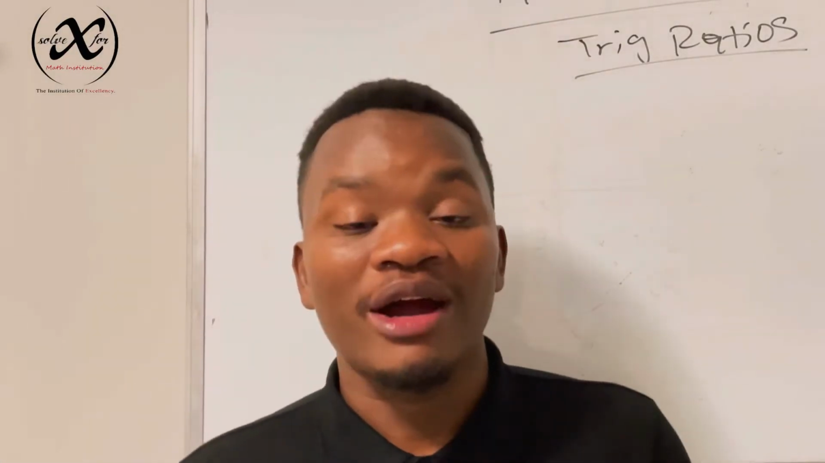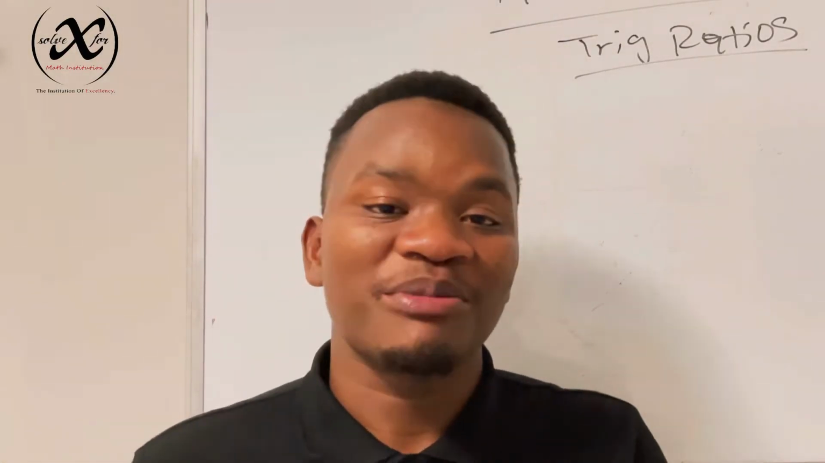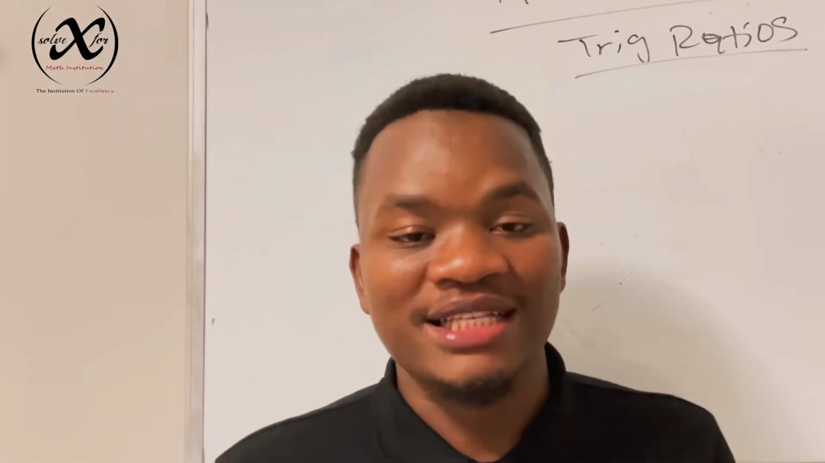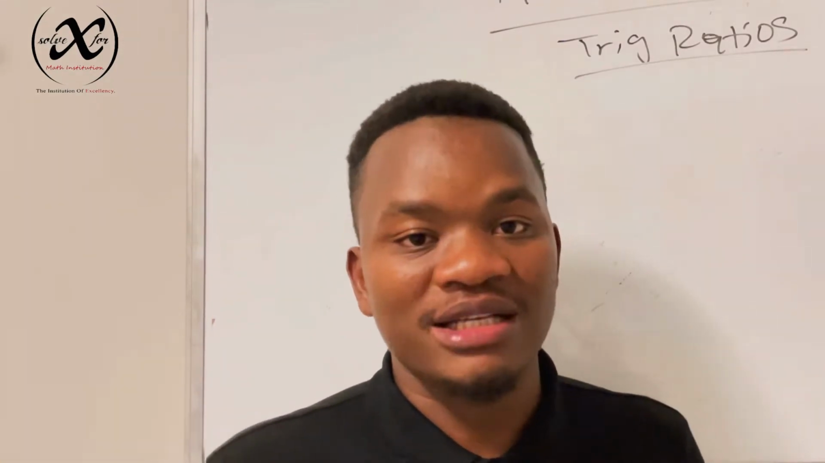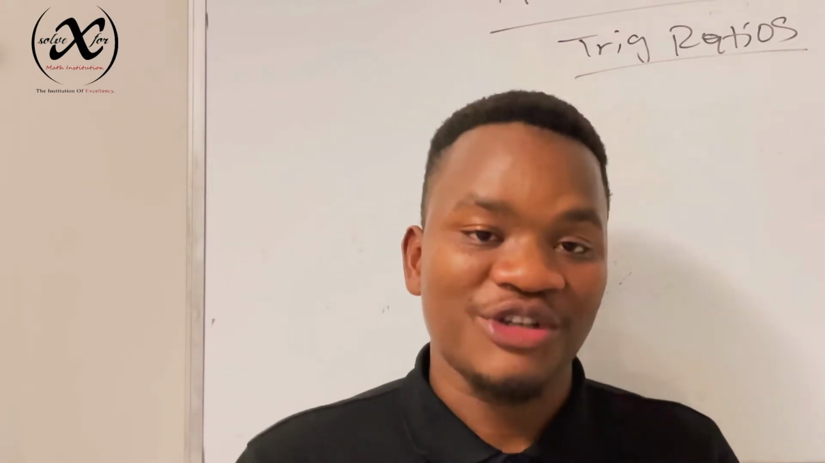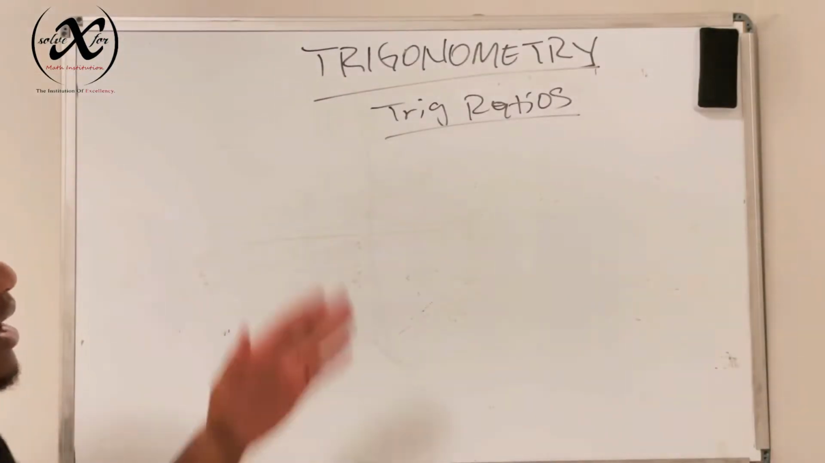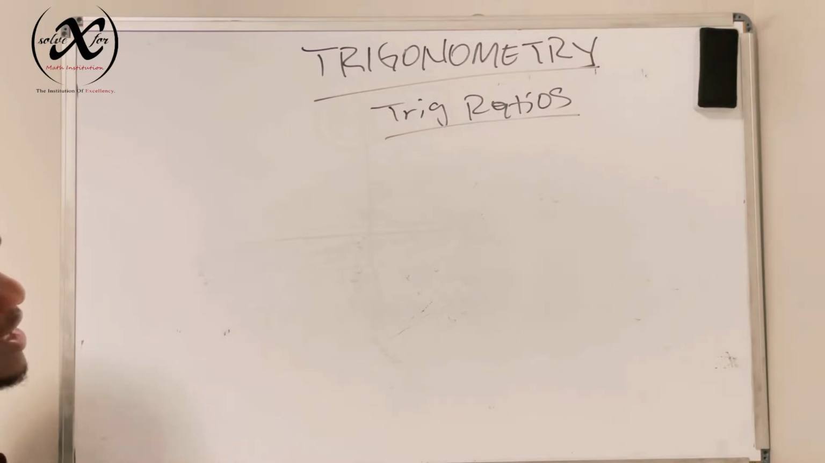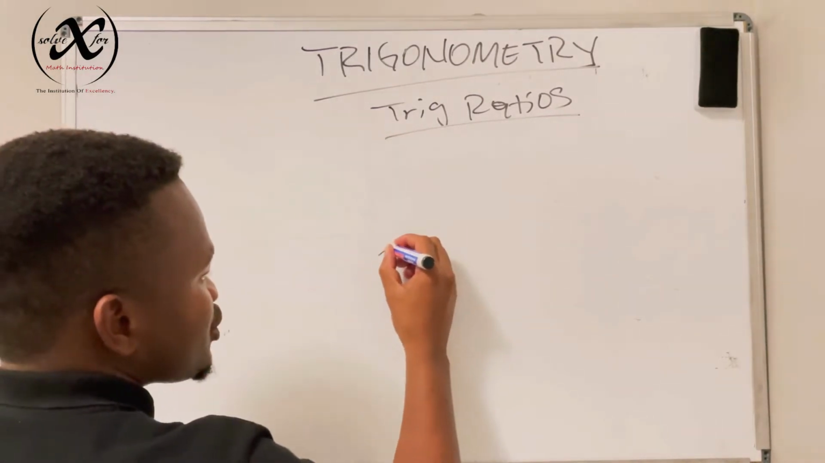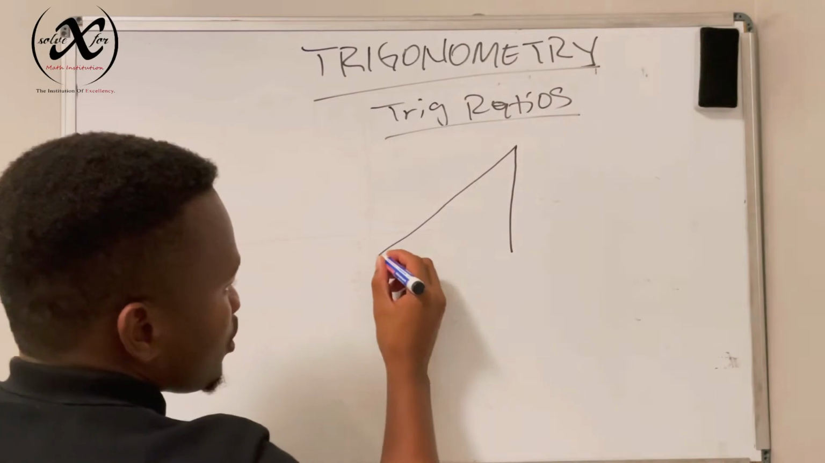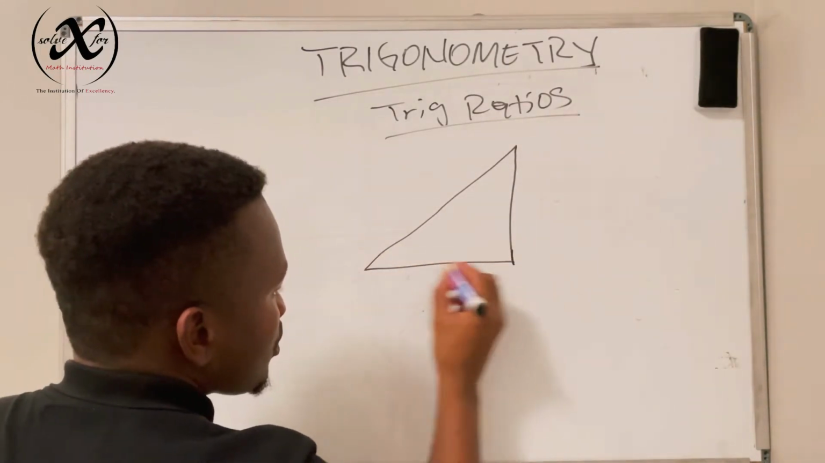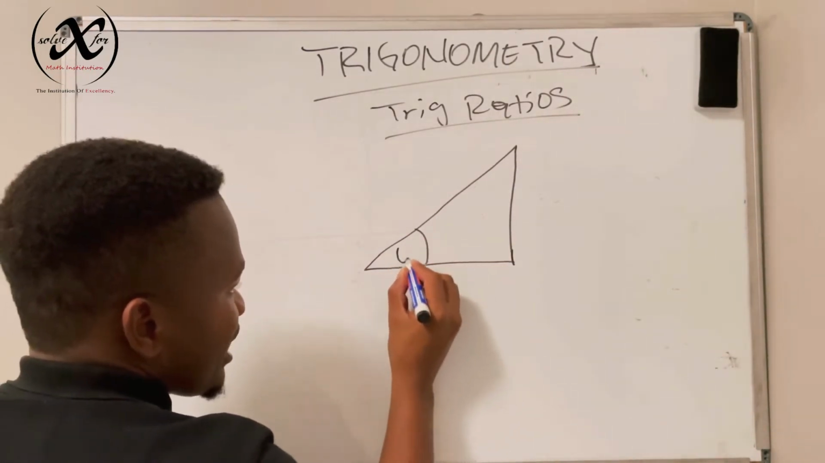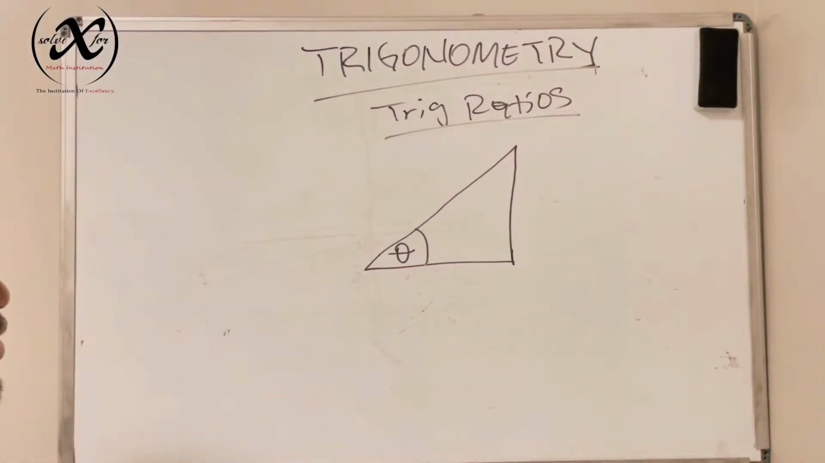Trigonometry is the study of the relationship of sides and angles of triangles. The word trigonometry actually means measurements of triangles. So that is what we are going to be focusing on under the topic of trigonometry. Now, say for instance, we have a triangle like this, and then we have theta there, right?